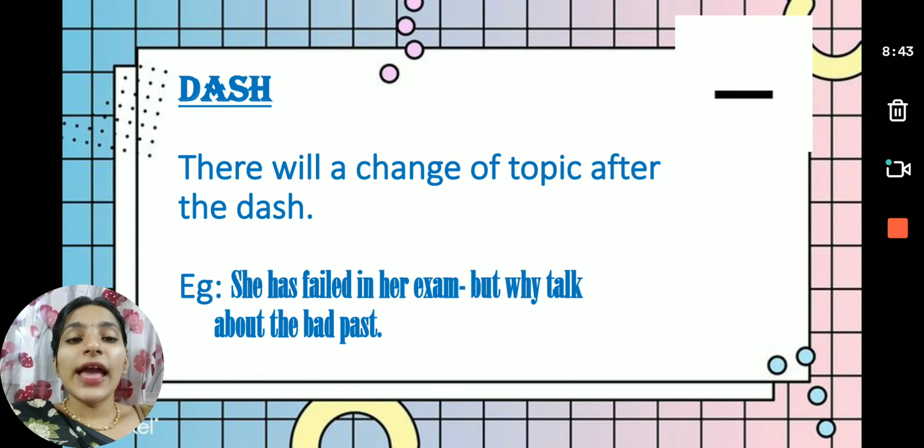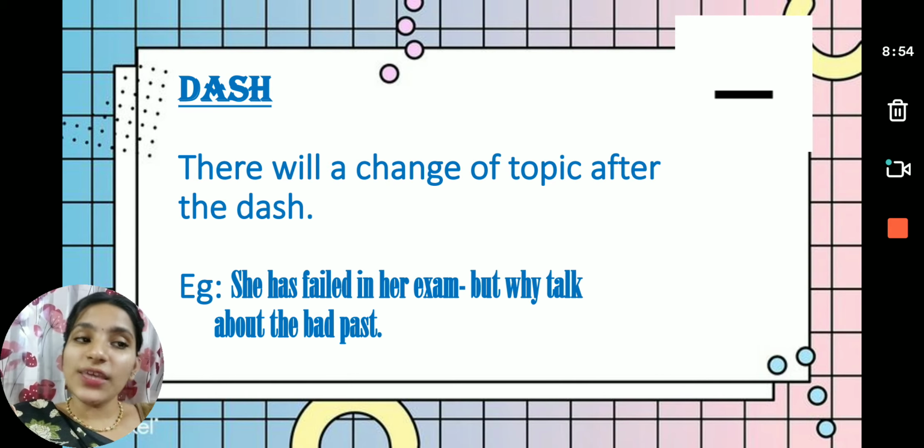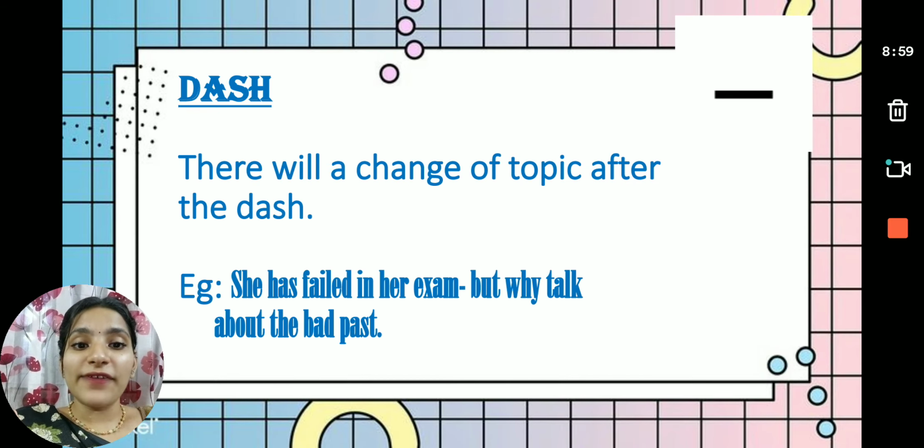Okay, and the next one, dash. It's a small hyphen. You would have seen it in many texts, on our phones, and in our textbooks. Now let's see what a dash is. There will be a change of topic after the dash.